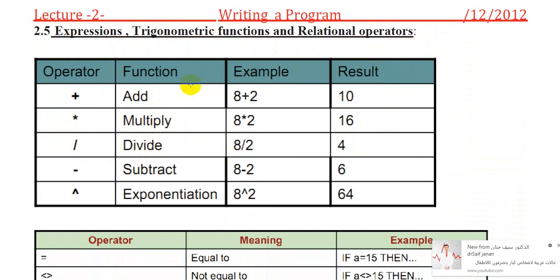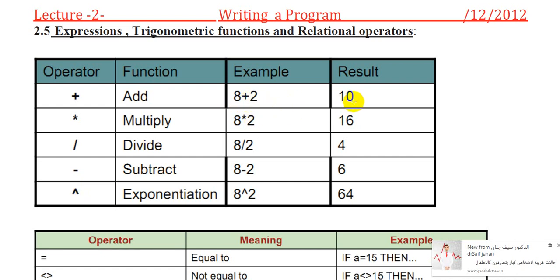Expressions for trigonometric functions and relational operators. Relational operators. As you can see, plus for addition, then multiplication and division, as well as subtraction, as well as exponentiation. Exponentiation is used to get a certain scale amount up to a power, just like we said.